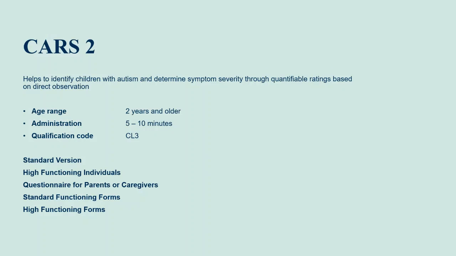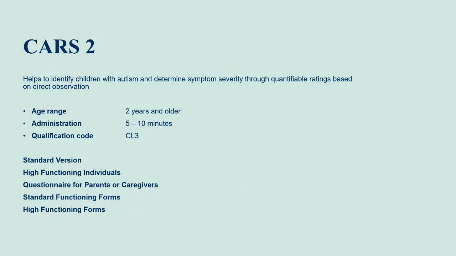We also have the CARS-2. This is the Childhood Autism Rating Scale, 2nd edition. It's extremely useful in identifying symptoms in autism, and it's an untimed assessment that can be used with individuals aged 2 and older. In particular, it excels in responsiveness to individuals on the high functioning end of the autism spectrum.